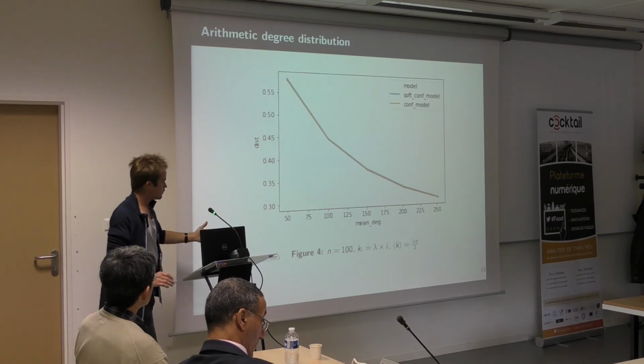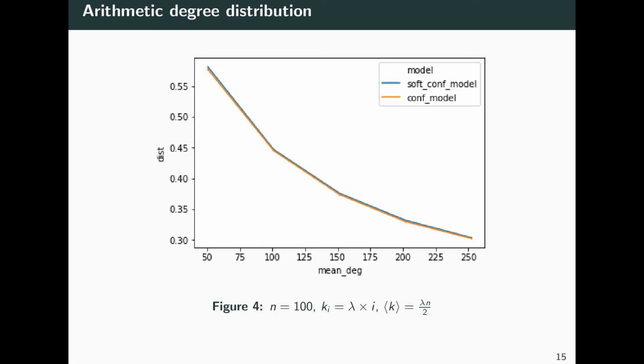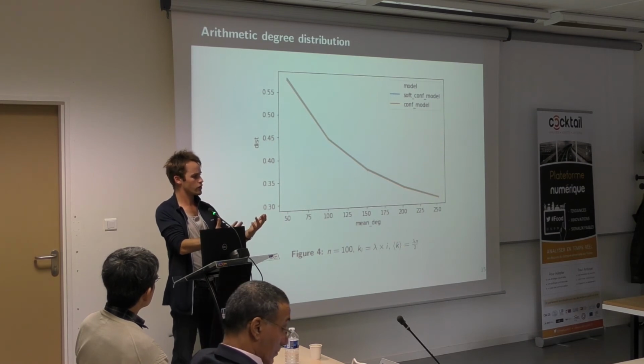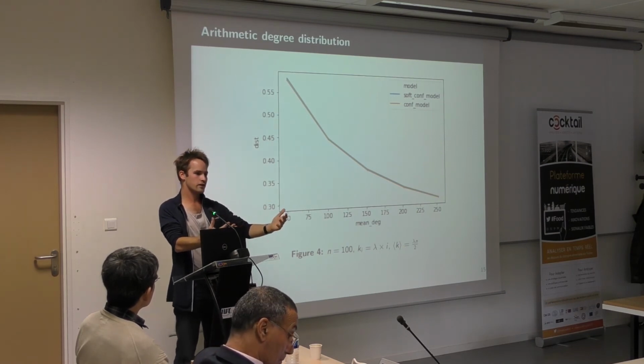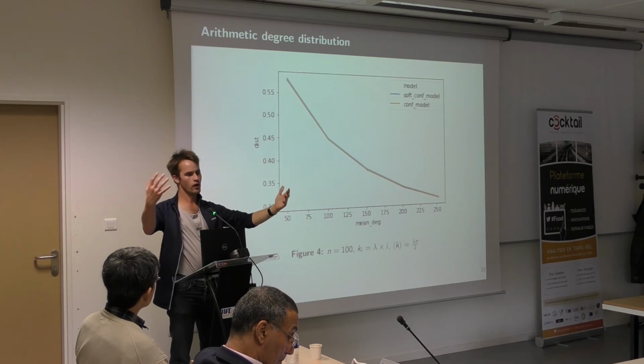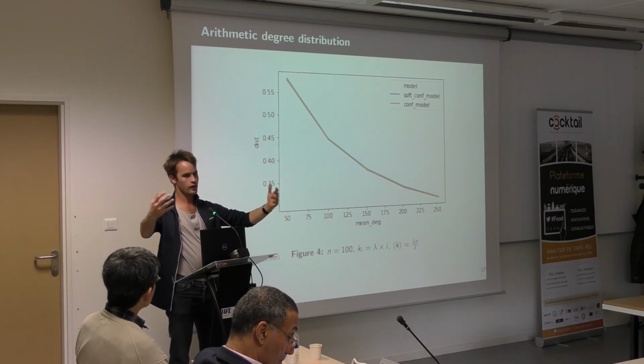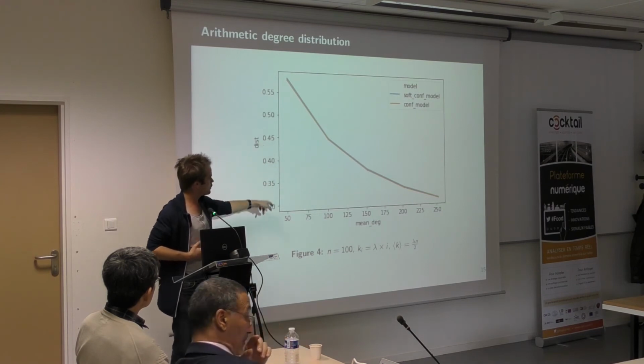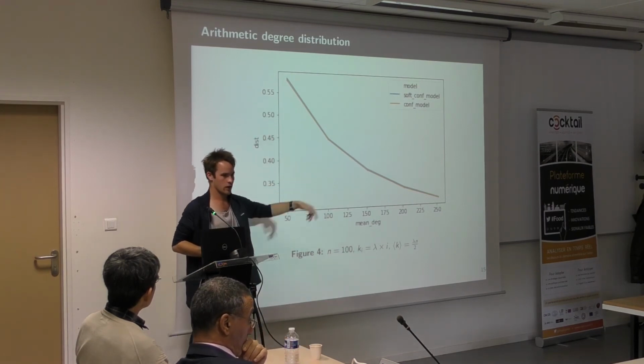And what we do is that for some specific degree distribution, here it is an arithmetic degree distribution with a mean degree that increases, we compute for 50 different graphs that were generated using the configuration model, the edit distance expected value in the configuration model and in the soft configuration model. And this is what is plotted here. And we observe that the values are really close. And what does that mean?